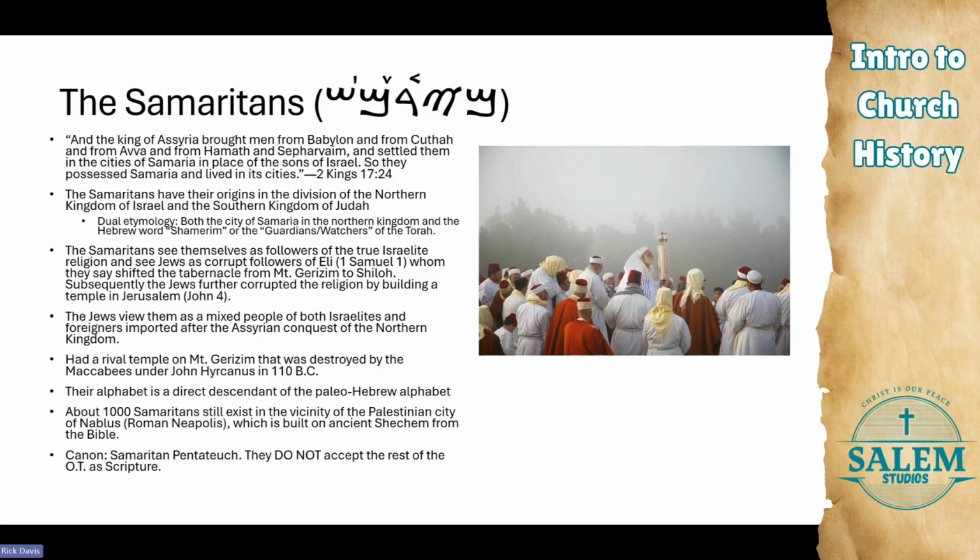So what's very interesting about the Samaritans, if you look at this writing up here at the top, is that their alphabet is actually a direct descendant of Paleo-Hebrew. And so you may notice the symbol is very similar to one of the Paleo-Hebrew symbols that we saw earlier.